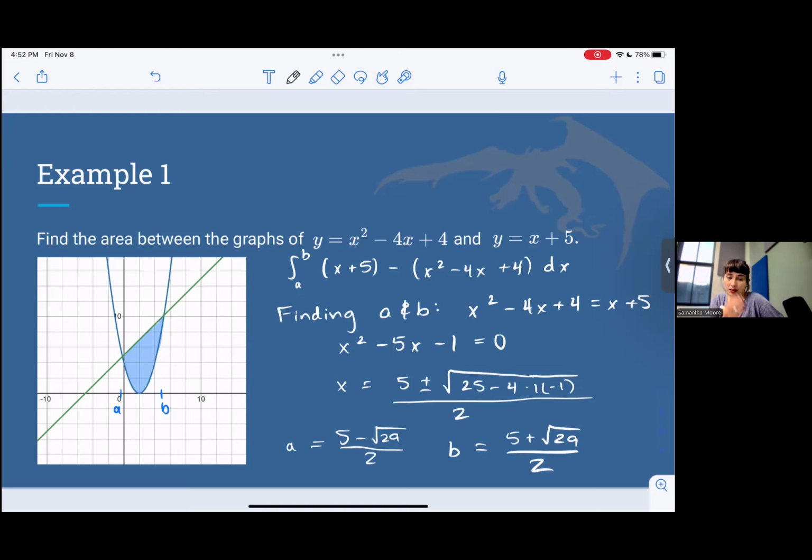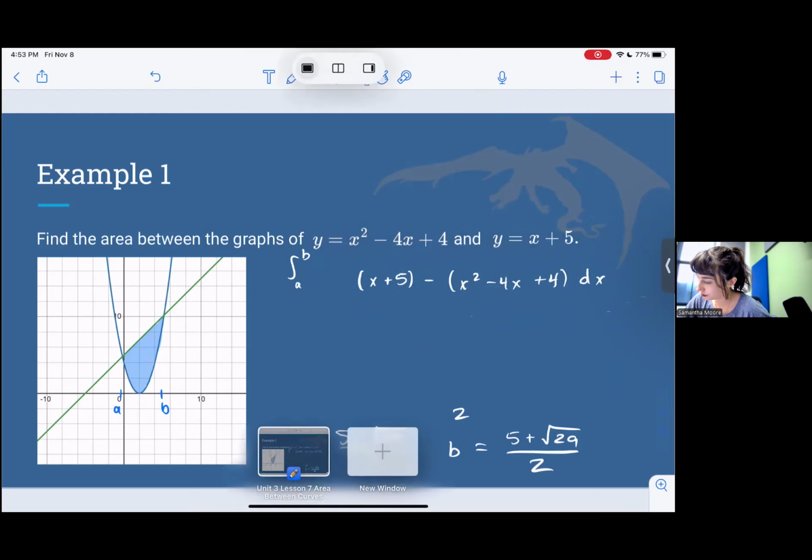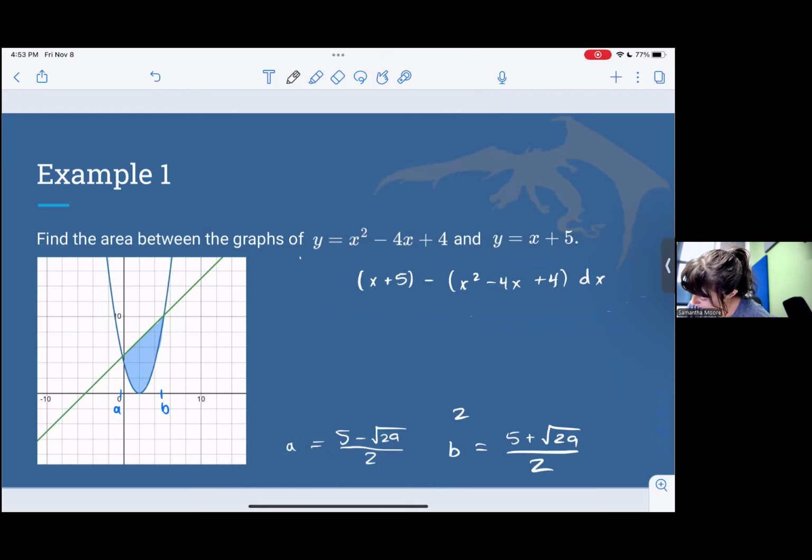So again, to find the places that you should integrate between, just set your two functions equal to each other, and solve like you know from pre-calc. Okay, so I can go ahead and plug in my bounds now. So I'm going to integrate from 5 minus root 29 over 2 up to 5 plus root 29 over 2.